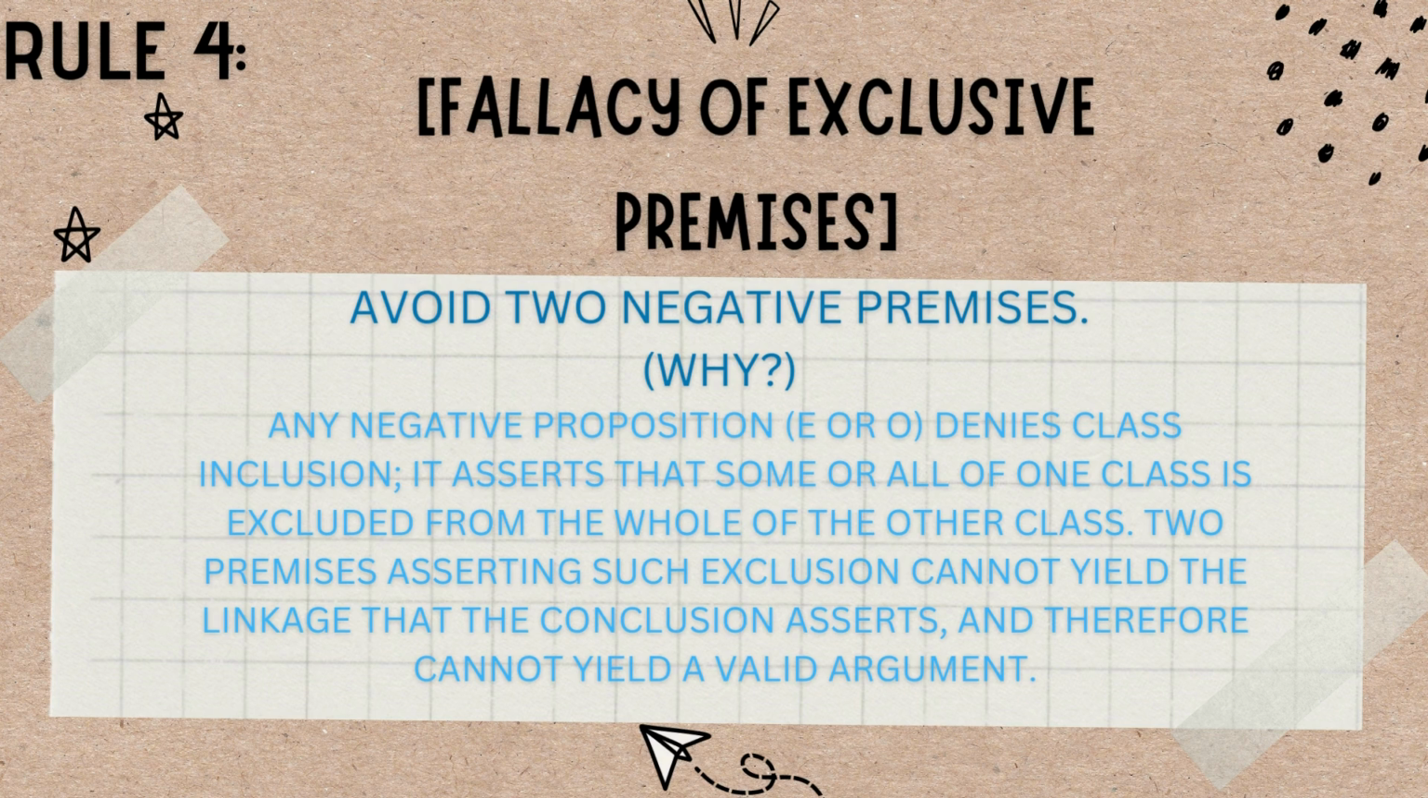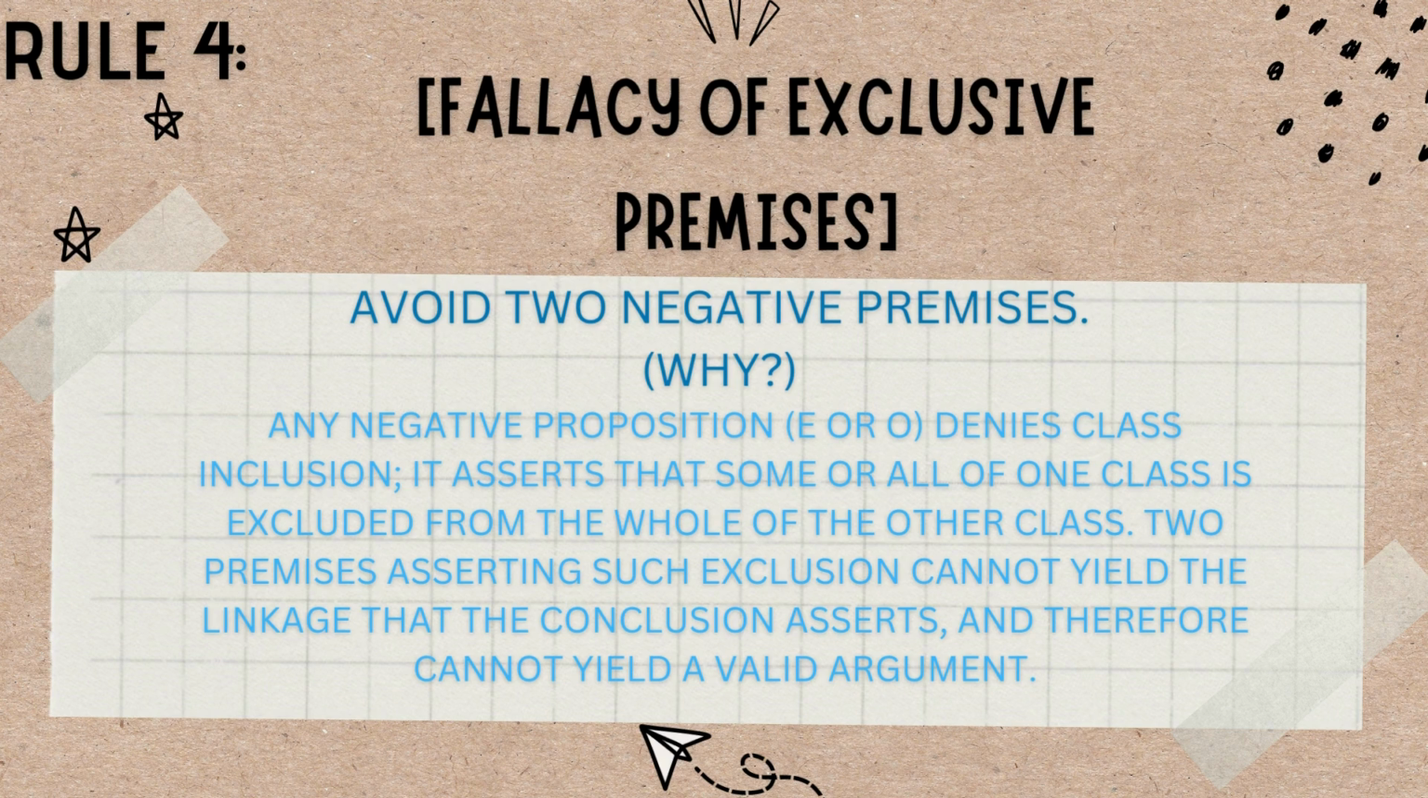What are the two negative premises? E and O are the two negative premises. Why are they the negative premises? Because if you take the propositions into account, No S is P, which is universal negative E, and Some S is not P, which is particular negative O. So we need to avoid premises which are both negative.